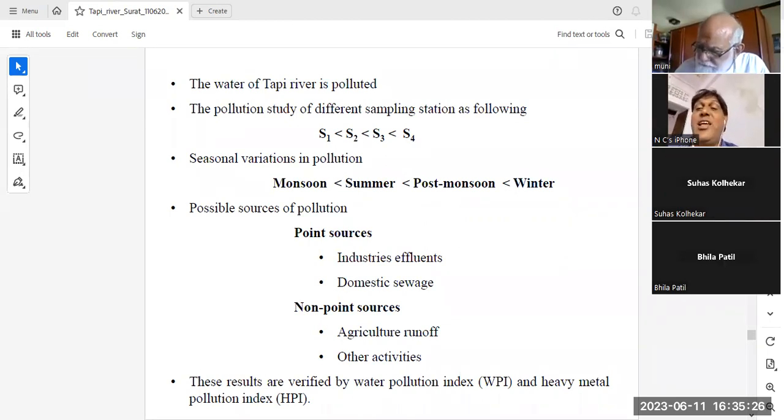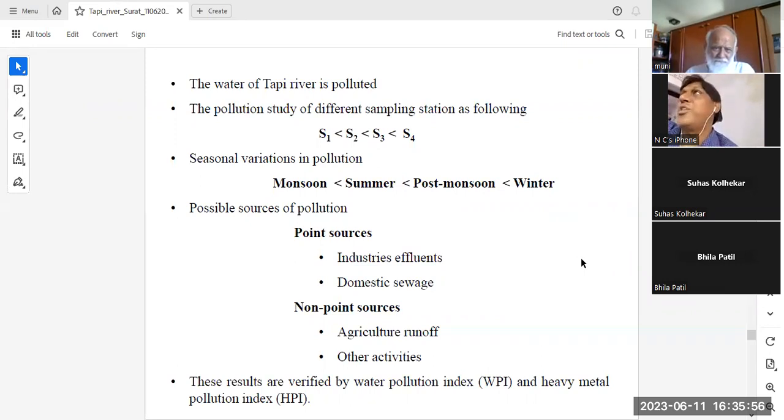If we talk about the station-wise results, station 1 is comparatively less polluted than station 4. Downstream, after the Ukai Dam, that is where the river started. From there, the pollution level increased step by step, because all the industrial waste, agricultural waste, and domestic waste flows into the water and is ultimately deposited there.